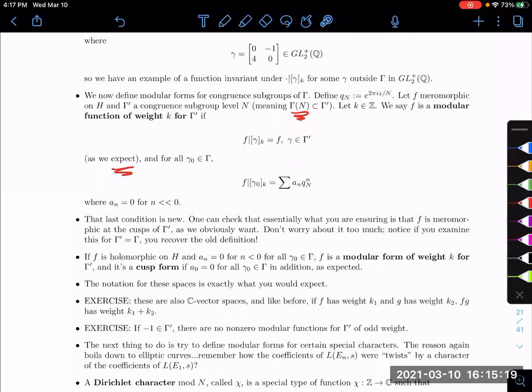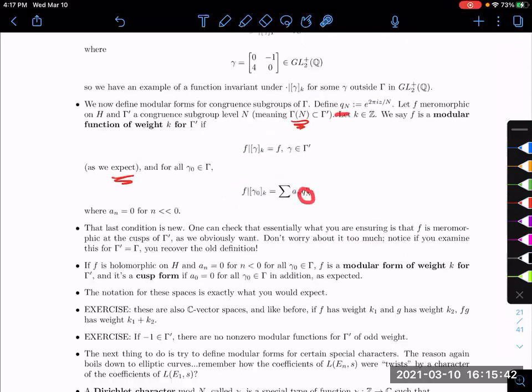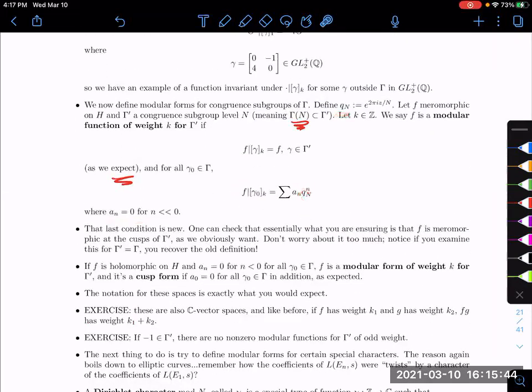Okay, what's not necessarily expected is this second condition. You also want that for all gamma naught not in your subgroup, but actually in the full group SL2Z, f bracket gamma naught sub k needs to have this power series representation, this time not in terms of q, but in terms of q sub N. And a sub n, like before, has to be such that there can only be finitely many negative index terms.